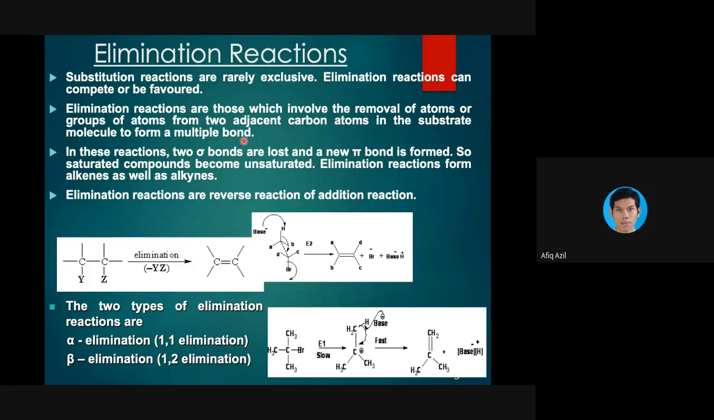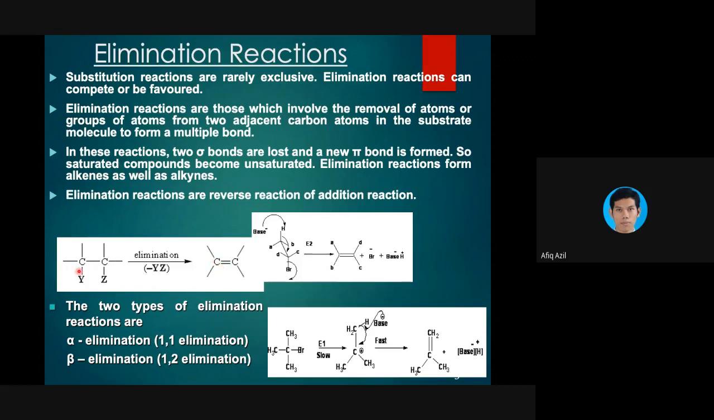The elimination reactions are those which involve the removal of atoms or groups of atoms from two adjacent carbon atoms in the substrate molecule to form a multiple bond, or in this case a double bond. What it means is atoms or groups of atoms from two adjacent carbons. Here we have an example, you have C over here. Adjacent is side by side. You are going to eliminate these atoms or groups of atoms from side by side carbons in order for the carbon to form a multiple bond.